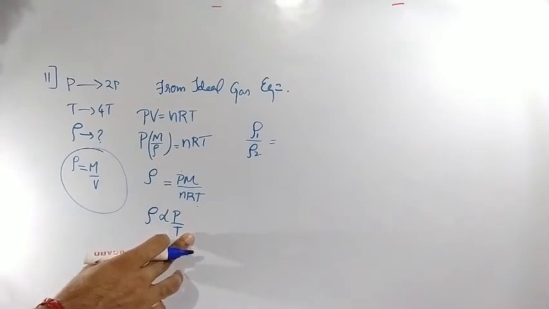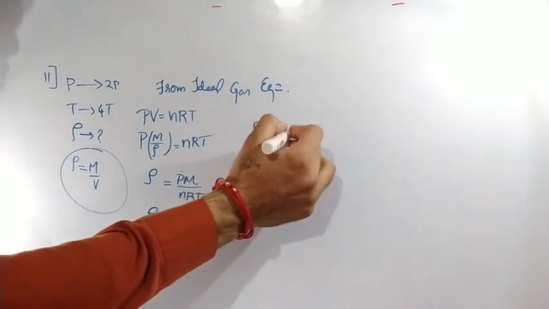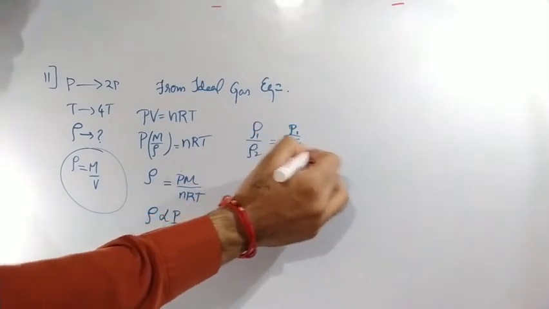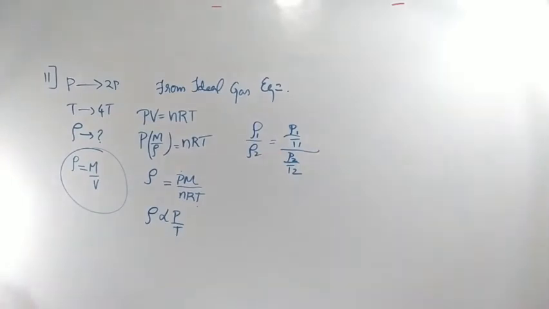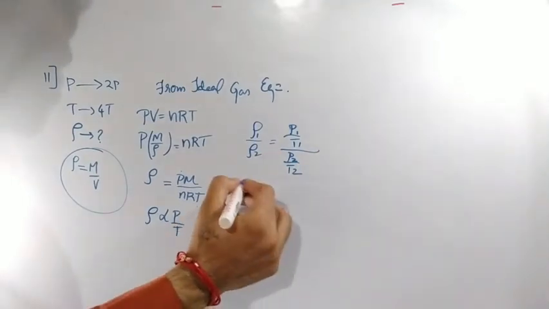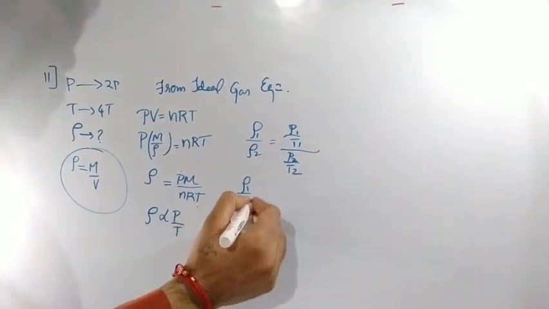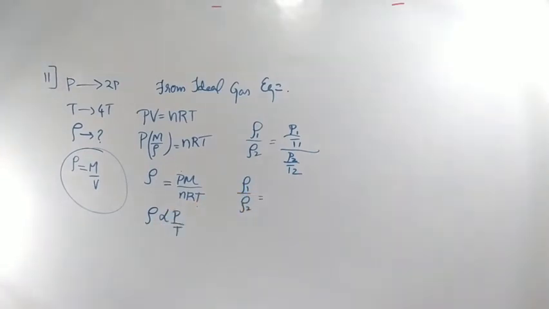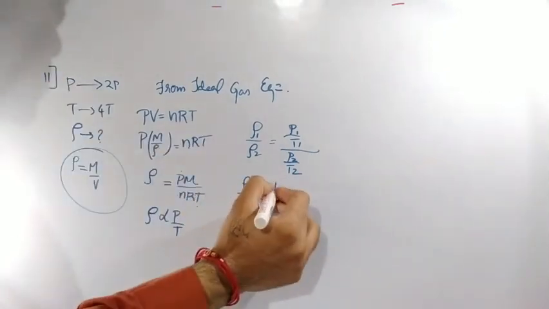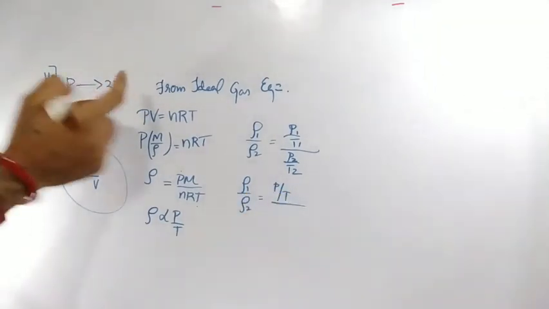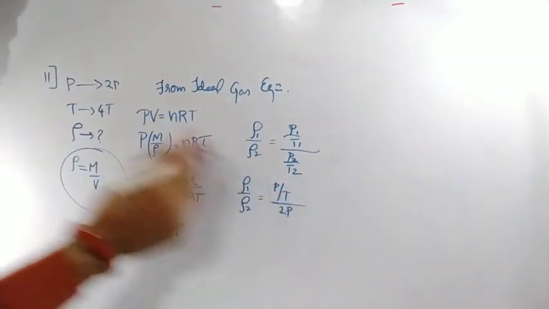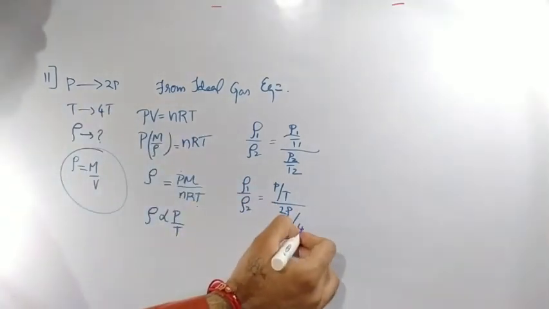So rho 1 divided by rho 2 will become P1 by T1 whole divided by P2 by T2. Clear? Now, rho 1 by rho 2 will become P1 by T1, where P1 value is P, T1 value is T, whole divided by P2 value is 2P, T2 value is 4T.